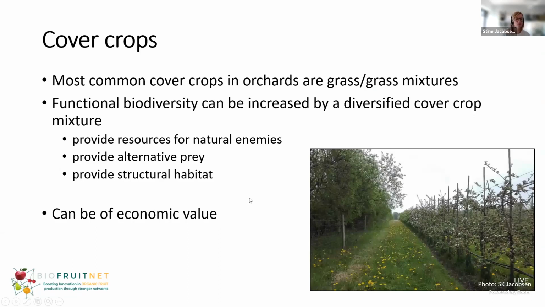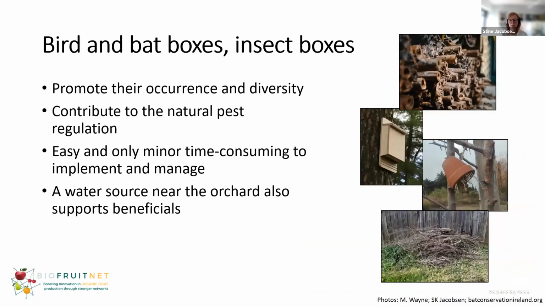You can change, Niklas. So cover crops is again another example. The most common cover crops in orchards are the grasses or grass mixtures, but diversifying these areas can again, as with the flower strips and the hedgerows, provide resources for the natural enemies. They provide alternative prey, and they again also provide this structural habitat. So it's really on different levels implementing this plant diversity. These could also be of consideration for economic value, depending on what you implement. So finally, there are the bird and bat boxes and insect boxes.